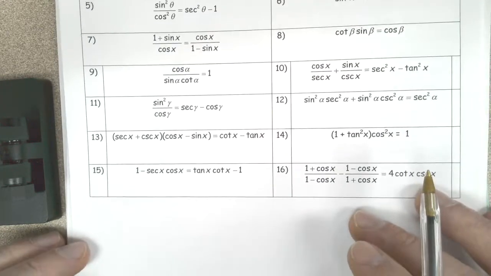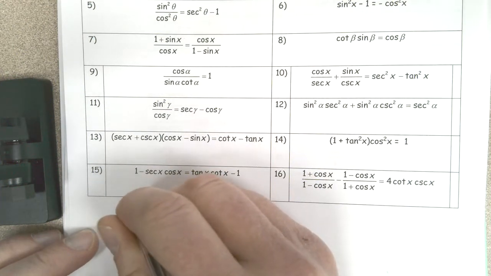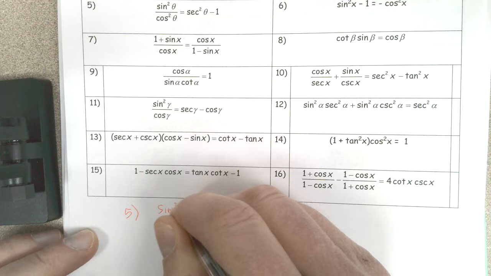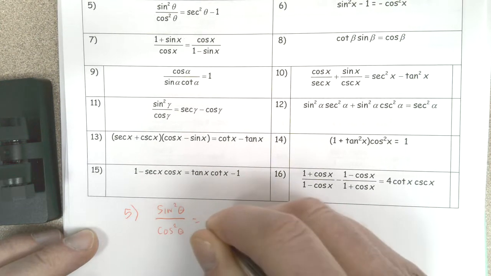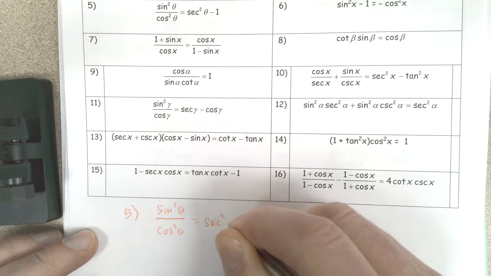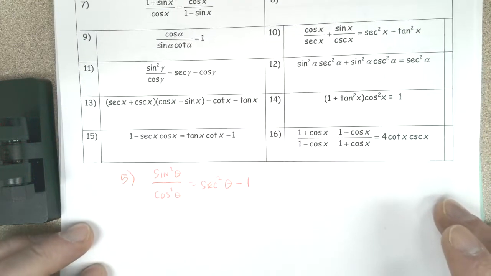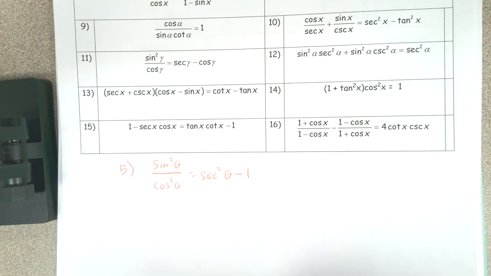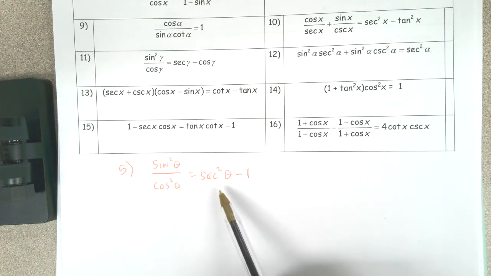So I'm going to take number 5. That'll be our first example here from worksheet 4. Here's what it says: sine squared theta over cosine squared theta equals secant squared theta minus 1. Again, you've got to make some decisions here on which side you would like to simplify. You can see on the left we've got sines and cosines. On the right we have secant.